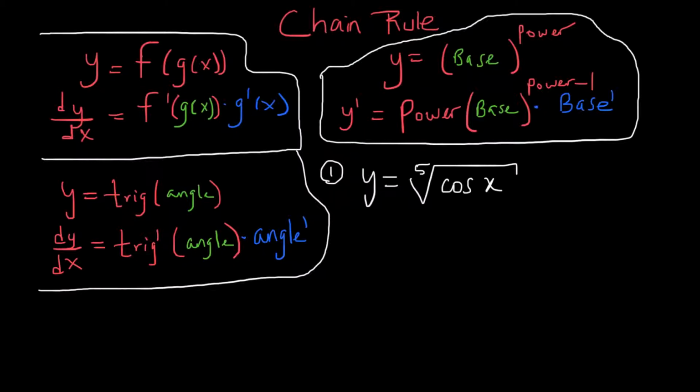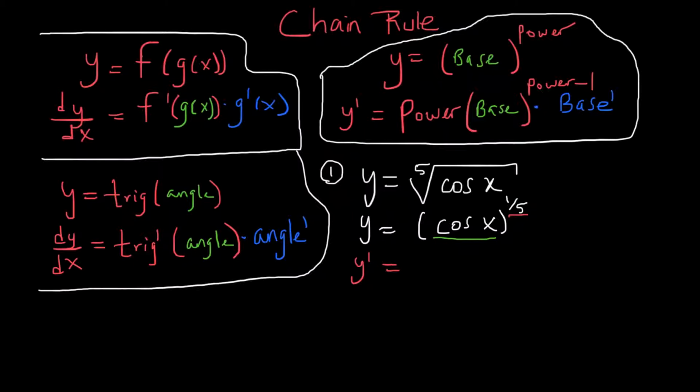So here's an example, and I'll try taking the derivative. The first thing I should do though is probably rewrite this as cosine x raised to the power 1/5. And so now the derivative would be y prime equal to, I have two functions, an outside function and an inside function. So here's my inside function and here's my outside function, the 1/5.